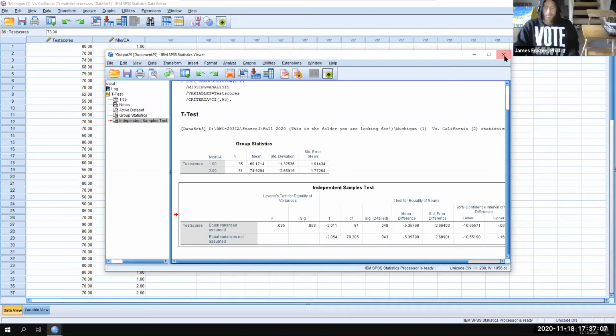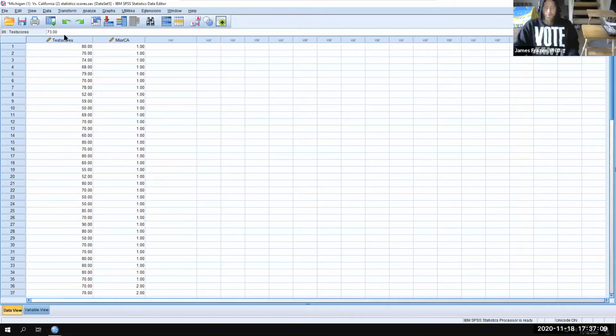Now, I want you to go out and prove it by doing SPSS assignment number 4. And here's how you're going to do it. You are going to utilize this last data set that I have not shown you yet.